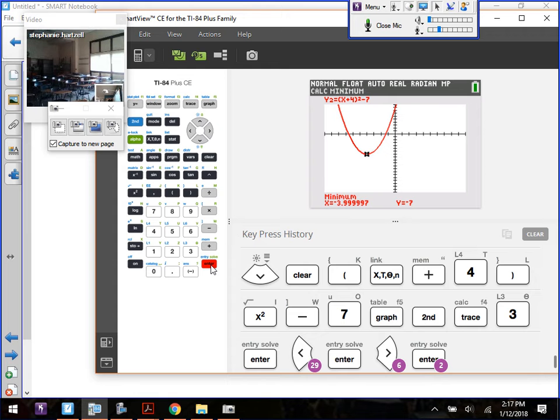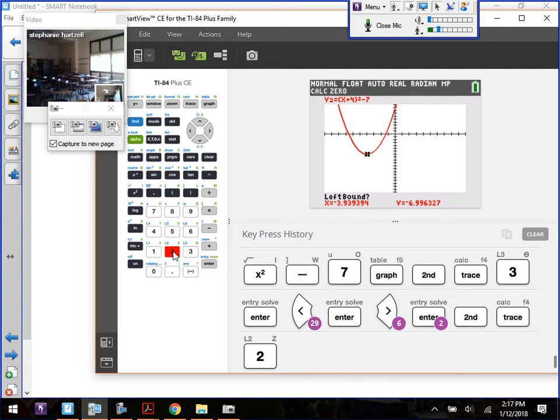That's true. I feel bad this is the last one, so I'm sorry. And then your zeros, you hit second, calculate 0, and do the same basic idea. Calculator is your best friend sometimes, as long as you remember how to press the buttons.